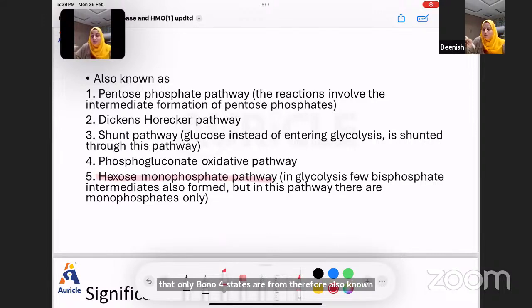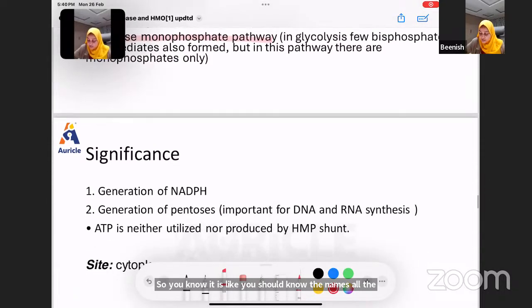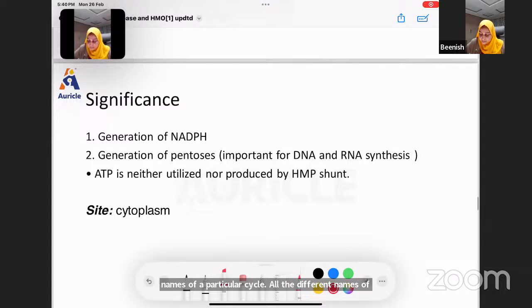The names are important because sometimes if you know HMP only by the name of HMP pathway and you do not know that it is also called shunt pathway, and in the exam it's like write a short note on shunt pathway, you'll be like, what is shunt pathway? So you should know all the different names of the same cycle. Okay, so what is the significance or the importance of HMP pathway?